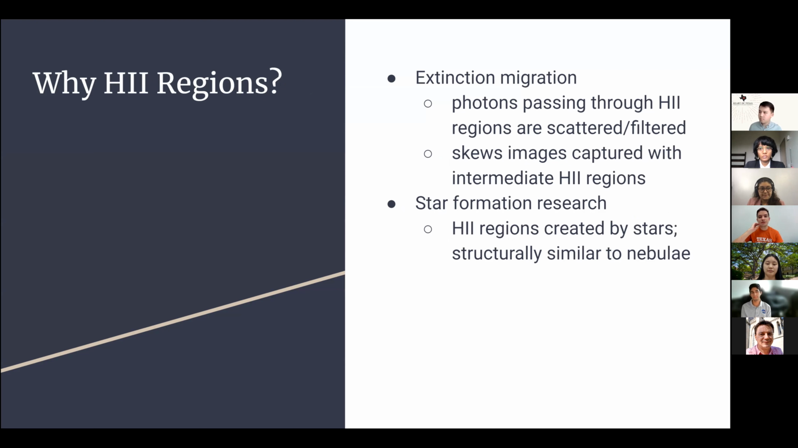So why H2 regions? There are a number of applications for this research. One is extinction mitigation. The idea is you have these pockets of hydrogen gas that are kind of obstructing things in the background. And so if you know where the H2 regions are, you could expect a certain amount of distortion of the objects behind, which might be advantageous for further classification.